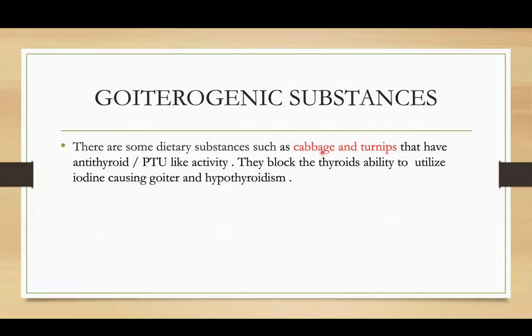Normally I did not know this. Before I studied this lecture, when we were doing the report, I did not know this. This is shocking to me. But cabbage and turnip, basically, they have anti-thyroid activity. They block the thyroid's ability to utilize the iodine. And if you consume them too much, it can cause goiter and hypothyroidism. Cabbages and turnips.